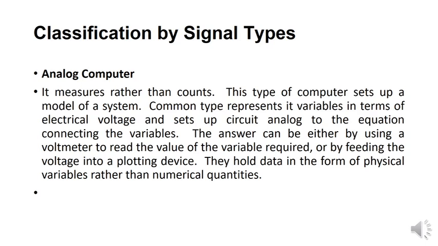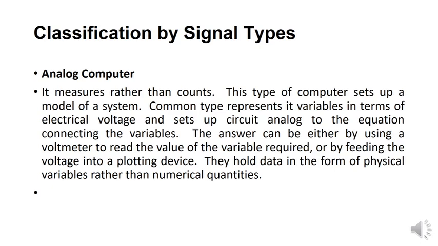It commonly represents its variables in terms of electrical voltage and sets up circuits analogous to the equations connecting the variables. The answer can be obtained either by using a voltmeter to read the value of a required variable, or by feeding the voltage into a plotting device. They hold data in the form of physical variables rather than numeric quantities. I think we understand what they are trying to tell us in that area. It's very direct and very simple.